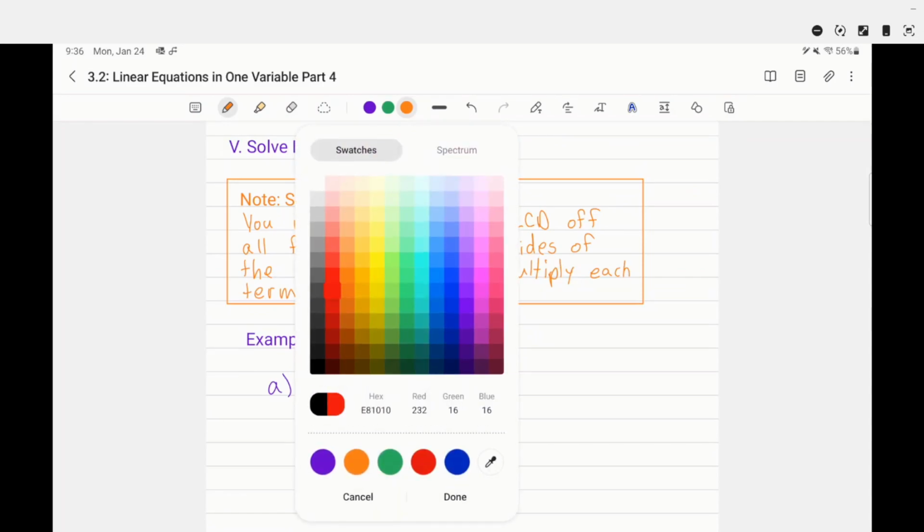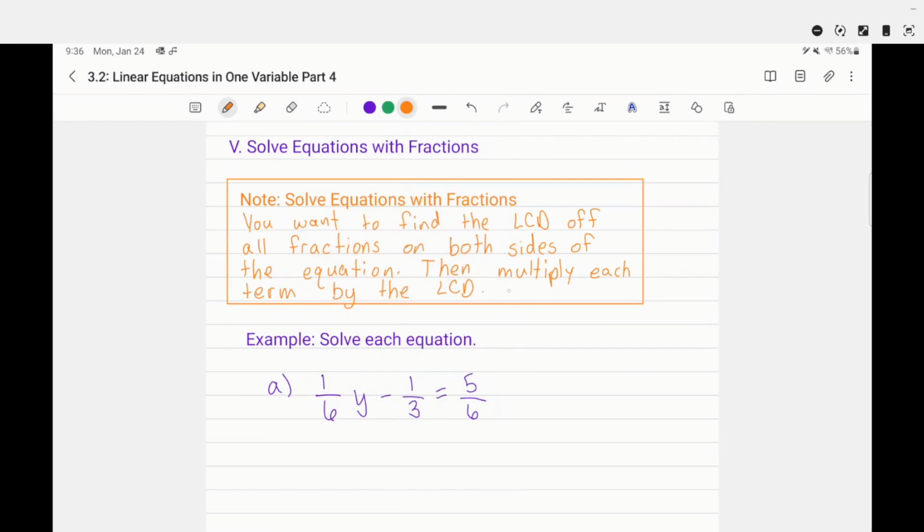Let me do this in red. Not the LCD over LCD, like you would when you're adding or subtracting fractions. So don't do this. Only multiply by the LCD as a whole number, not a fraction. Okay. Change that back to orange.